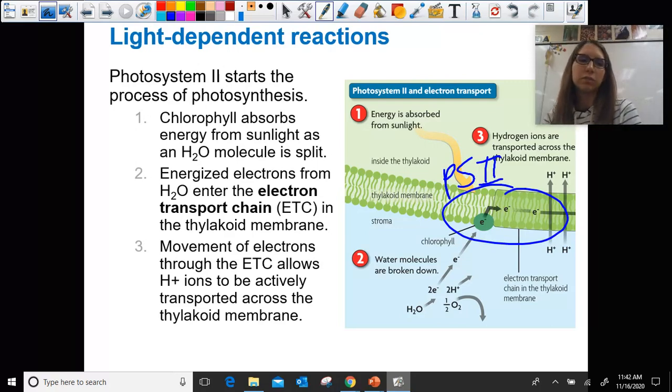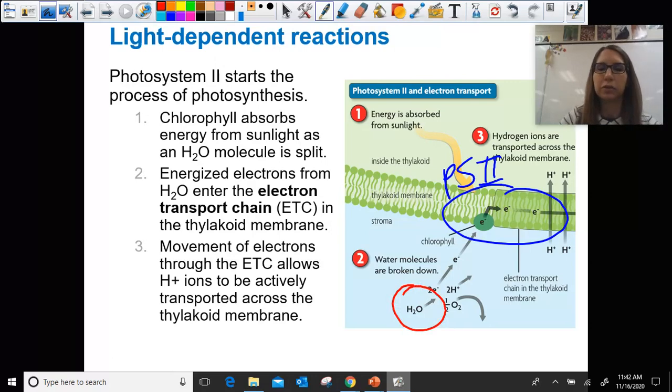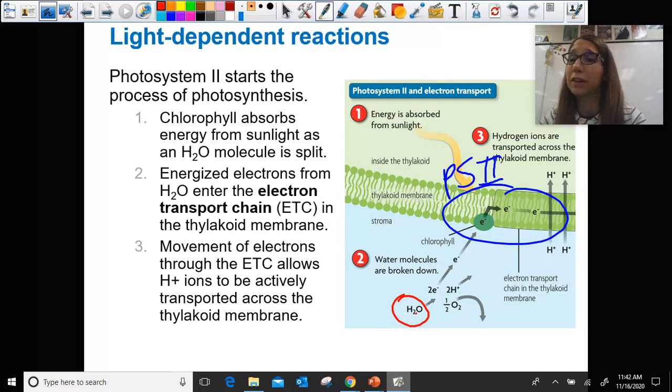And that photosystem 2 is going to absorb sunlight, and as it absorbs sunlight, it's going to immediately use that energy to split a molecule of water. All right, so down here, this H2O molecule gets split. Okay, so my water molecule gets split. That's the very first step.